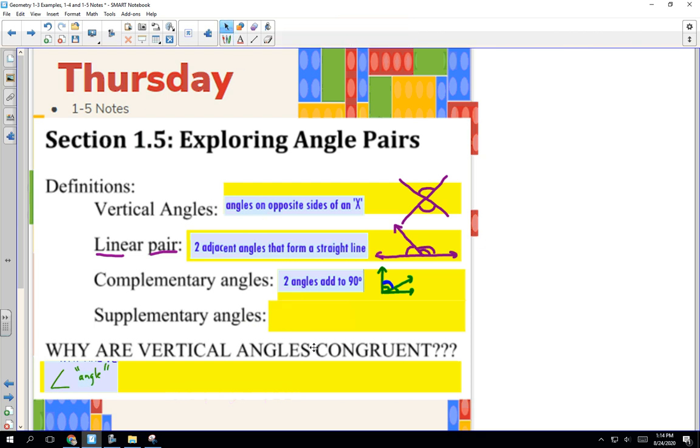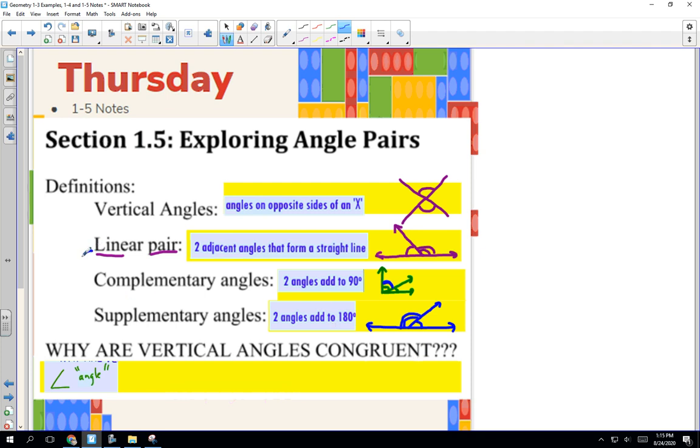Supplementary angles are two angles that add up to 180. In this scenario, you start with a straight line, and then you throw a ray in the middle. Then this angle and this one right here together are supplementary.